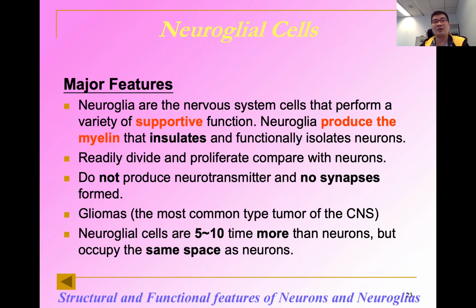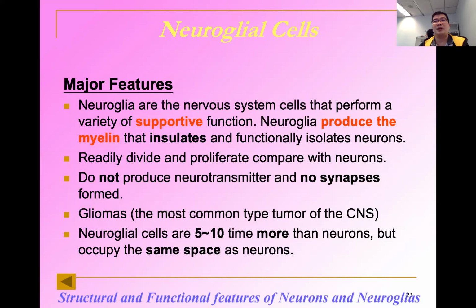Now, as I mentioned, neurons cannot divide again once they are differentiated. That's the reason that maybe you heard about brain tumors. Brain tumors are mostly gliomas. Okay, they actually come from new glia cells that developed.